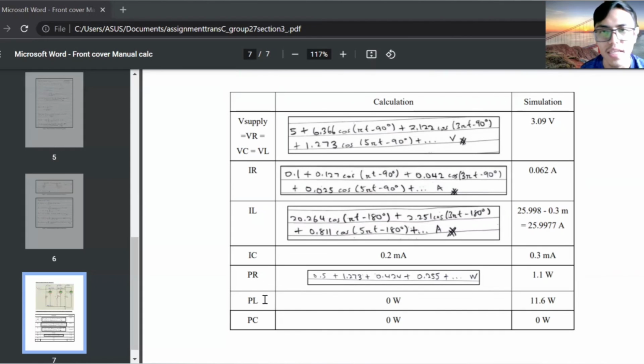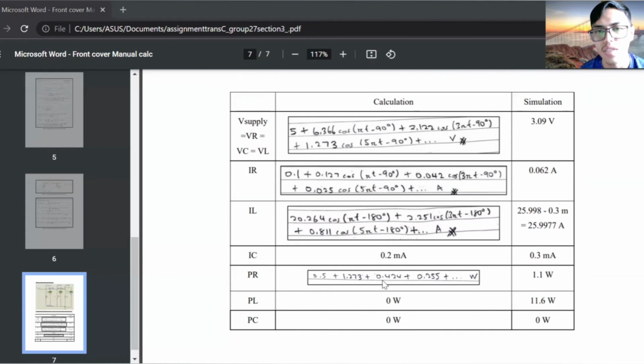For the power at the inductor, for the calculation, we got 0 watt, but for the simulation, we got 11.6 watt. So that's such a big difference here. As we can see, 0 to 11.6 watt. And lastly, for the power at the capacitor, for the calculation, we got 0 watt, and it's similar to the simulation. We also get 0 watt.